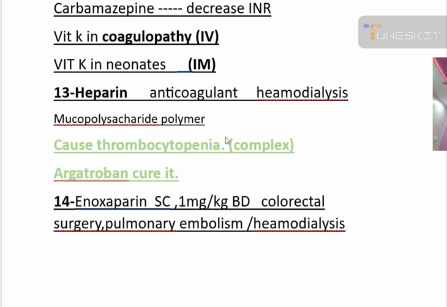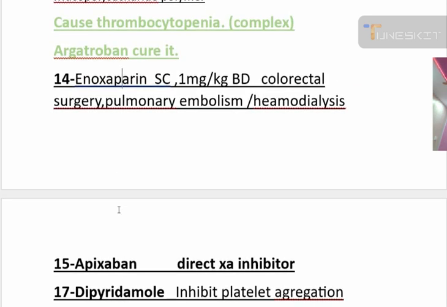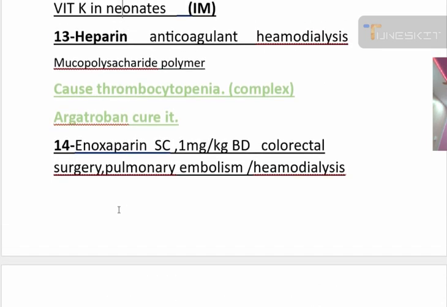So heparin causes thrombocytopenia, and to dissolve this platelet complex you will give argatroban to cure it, because argatroban will not make a complex, but it will dissolve the platelet complex. Enoxaparin is also used. If you don't have heparin, you can use enoxaparin for a dialysis patient. It is an option, but you have to adjust the dose.